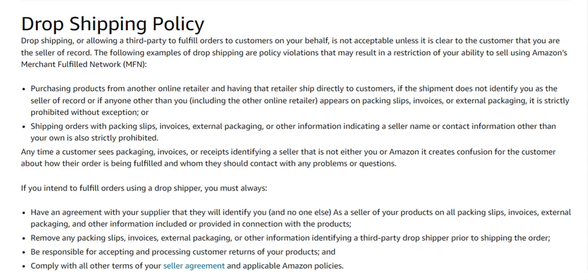Remove any packing slips, invoices, external packaging, or other information identifying a third party dropshipper prior to shipping the order. Be responsible for accepting and processing customer returns of your product and comply with all other terms of your seller agreement and applicable Amazon policies.